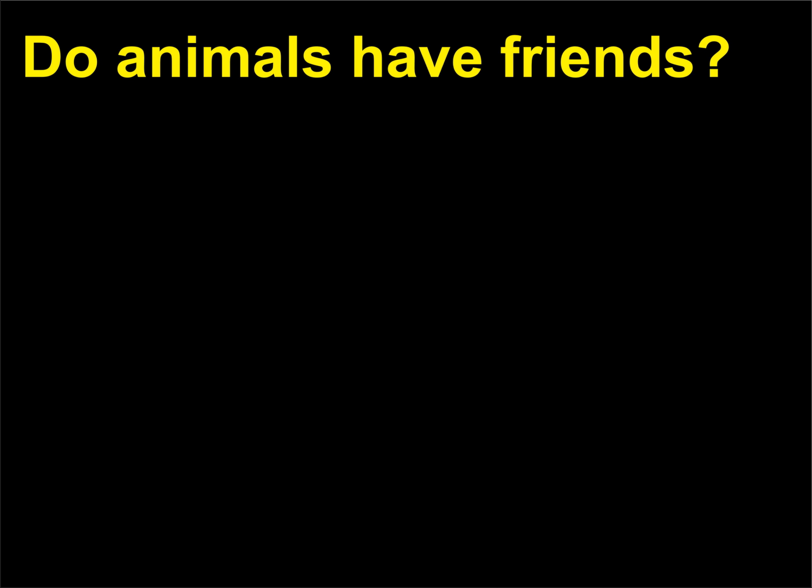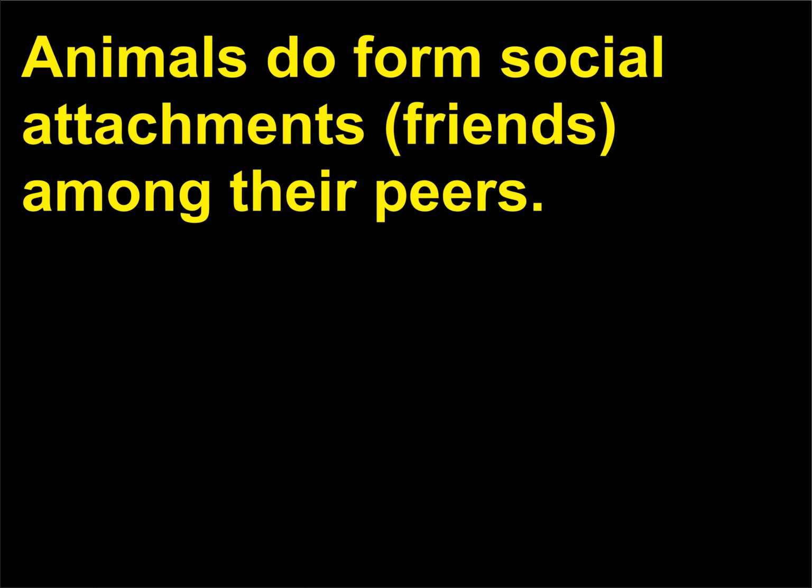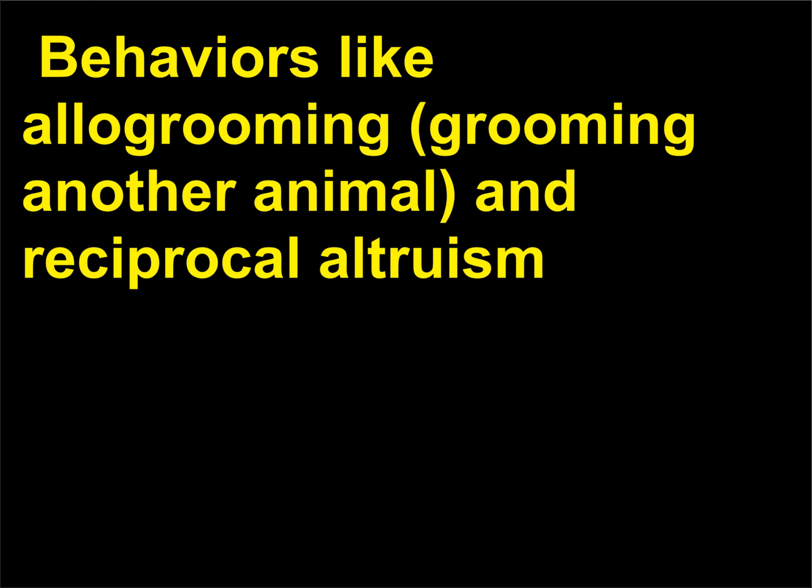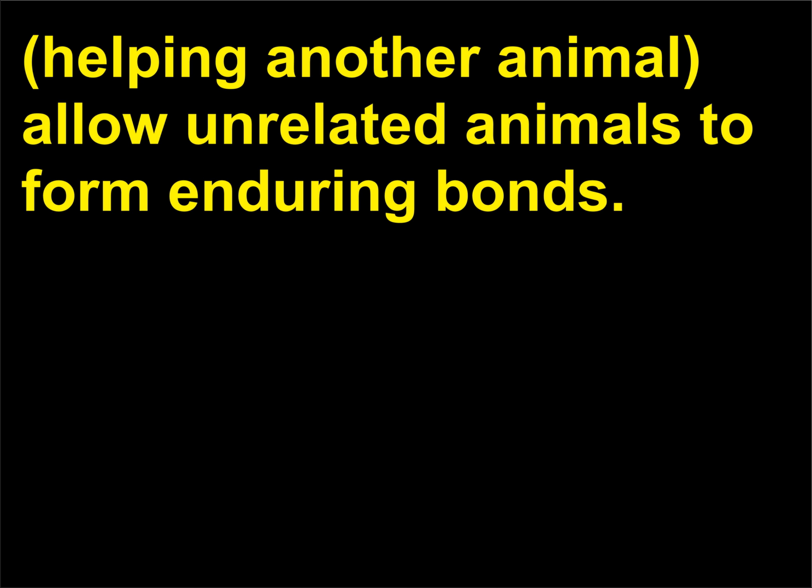Do animals have friends? Animals do form social attachments, friends, among their peers. For example, among savanna baboons, bonds between males and females are a central feature of society. Behaviors like allogrooming, grooming another animal, and reciprocal altruism, helping another animal, allow unrelated animals to form enduring bonds.